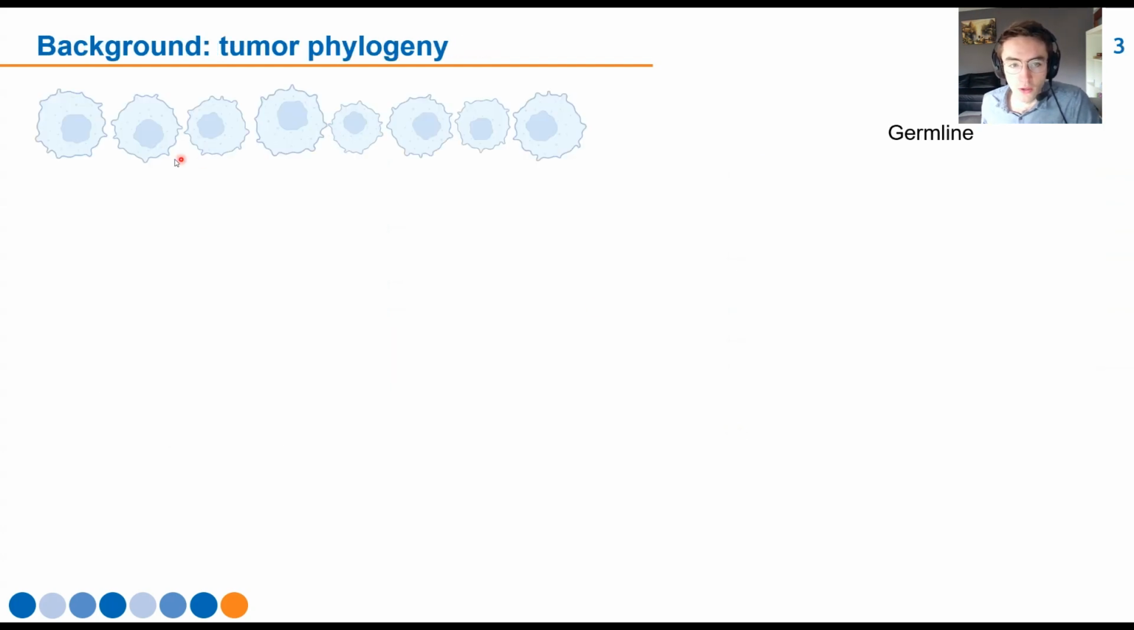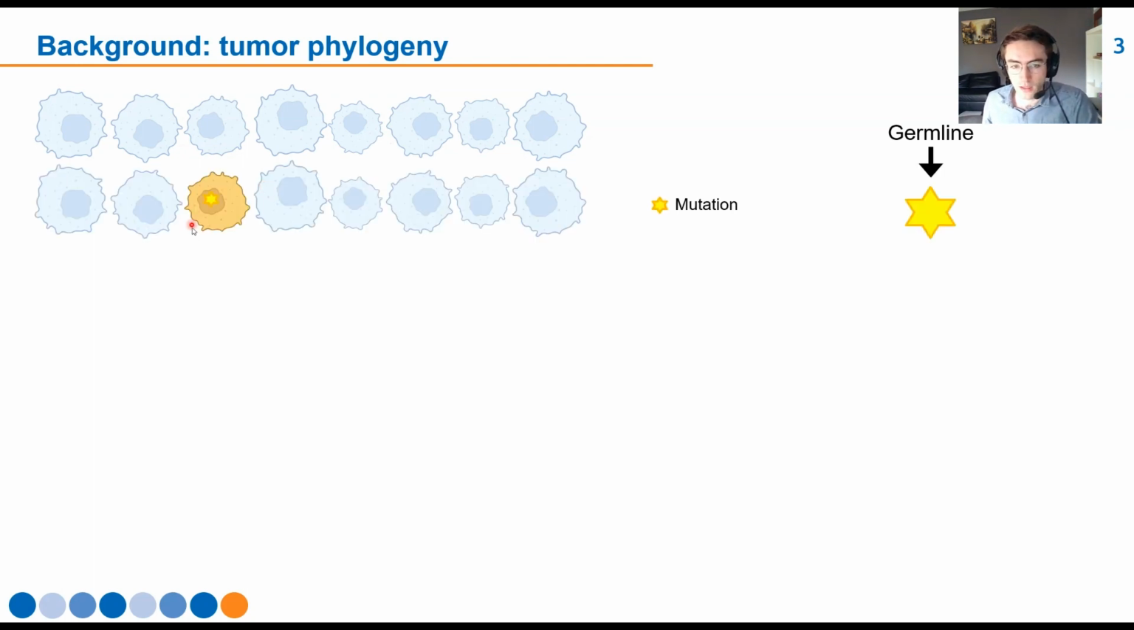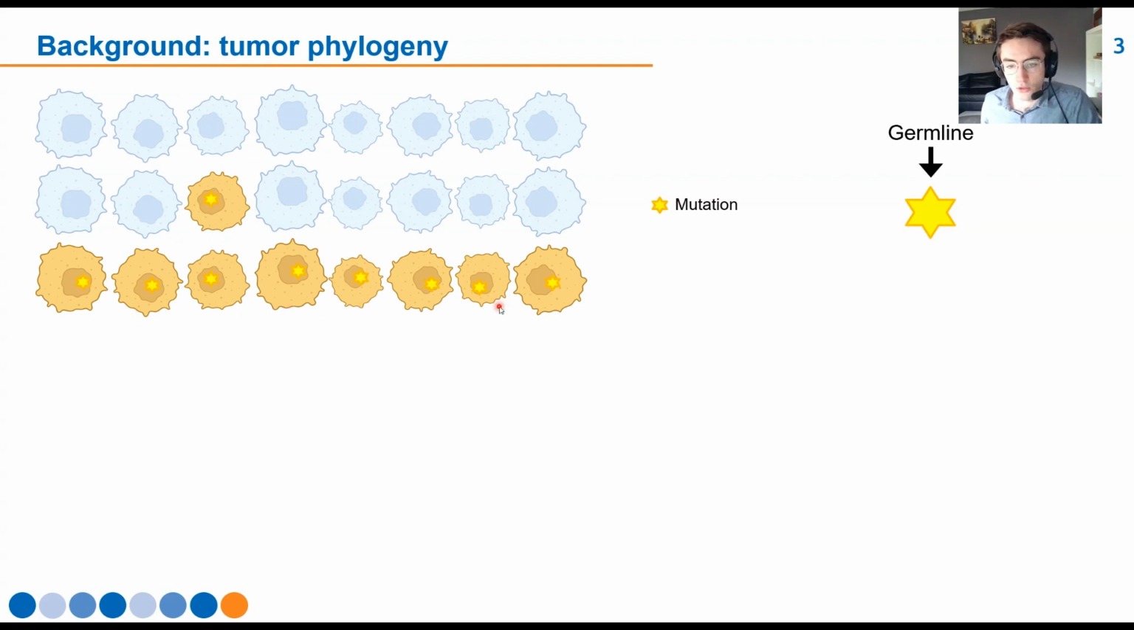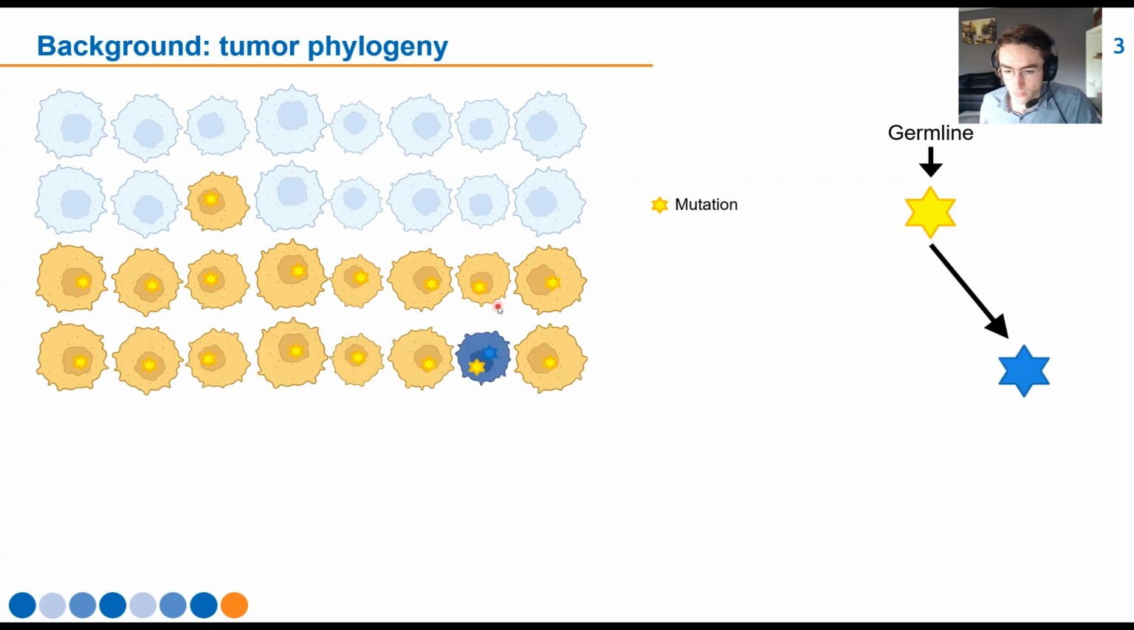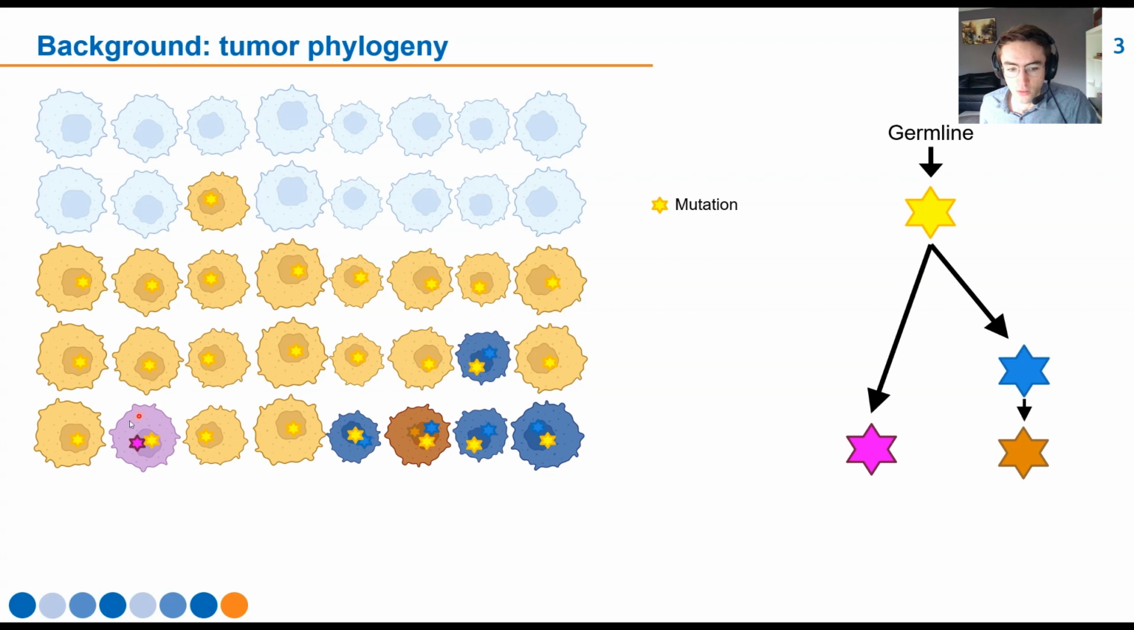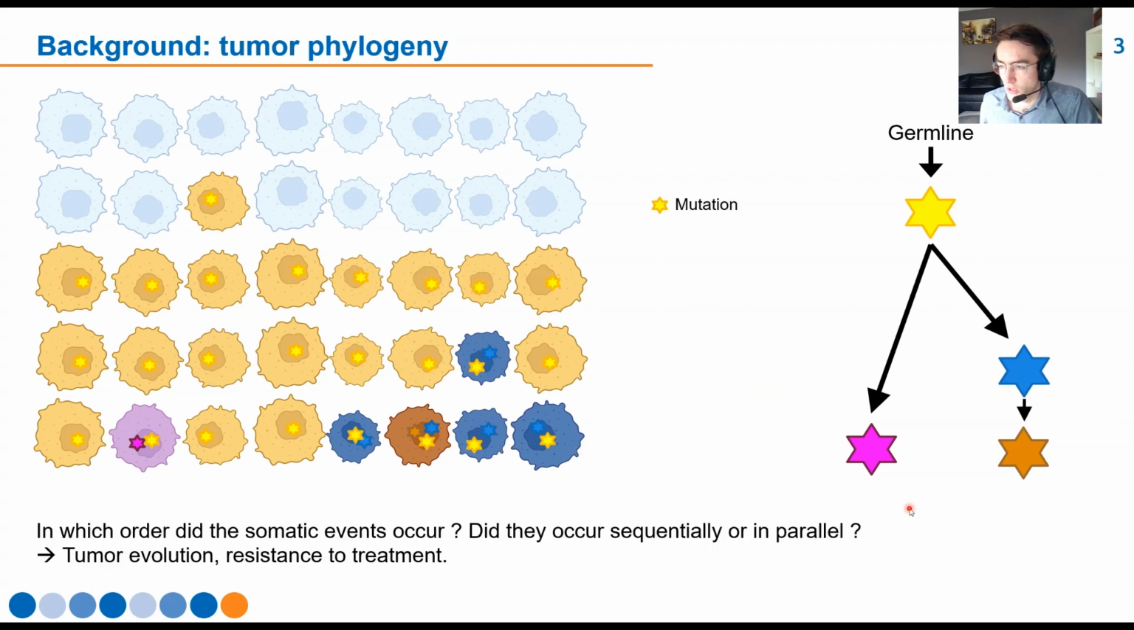Now I'll give you a little bit of background on tumor phylogenies. So let's say we start with a population of healthy cells. Then, one of those cells may acquire a somatic mutation, and if this mutation provides a fitness advantage, then after several cell divisions, most of the cells will have this mutation. Subsequently, other mutations can be acquired, and we can have patterns of branching evolution, where some cells will have some mutations, while other cells will have different mutations. And our goal here is to reconstruct such a phylogenetic tree of the somatic events that occurred in a tumor, because this can give us insights into how the tumor evolved and how it might resist against treatment.